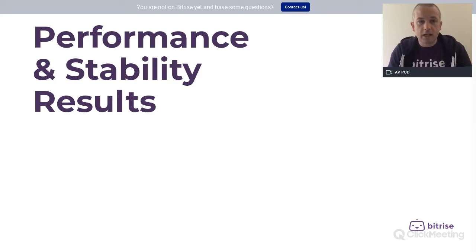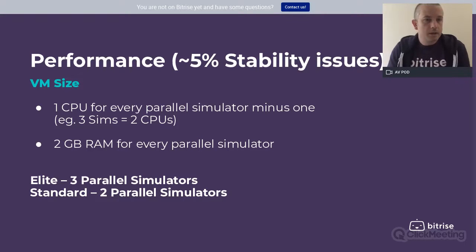So the results out of all of that is basically what I showed you there. If you want to run fast and you don't mind if 1 in 20 builds fails, then you can have one CPU for every parallel simulator minus one, right? So if I want to run 3 sims, I need 2 CPUs, and you can run probably with 2 gigabytes of RAM. The main reason for this is that you want to run fast, and if 1 in 20 builds fail, you just run it again, but at least most of the time your builds are running fast. And this means 3 parallel simulators on our Elite machines and 2 parallel simulators on our standard machines.